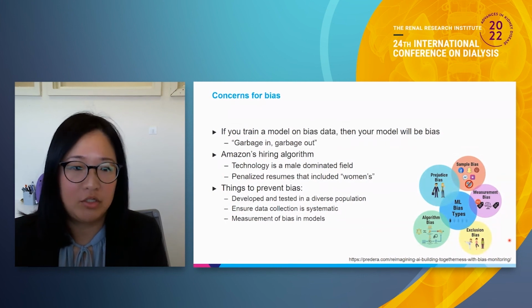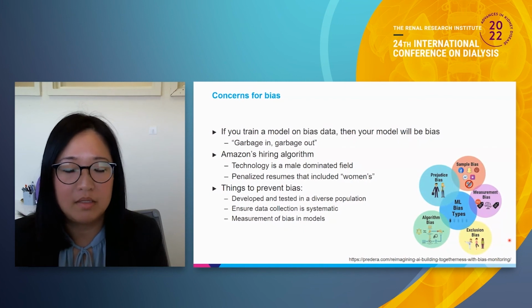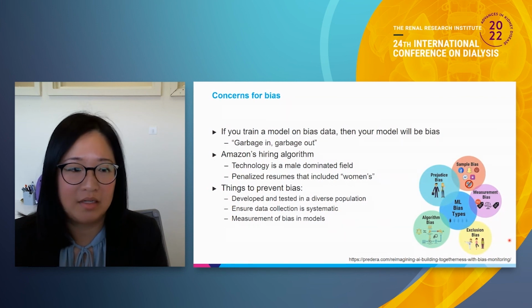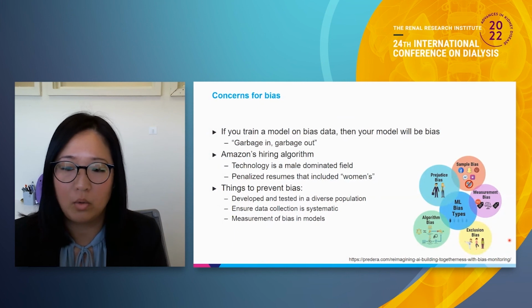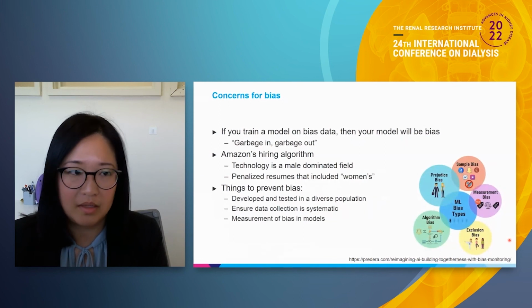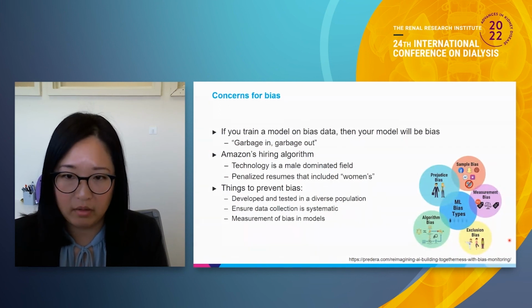So how can we potentially prevent bias? We need to ensure that our models are developed and tested in a diverse population. We have to ensure that data collection is occurring systematically, that we're not selectively asking certain questions to some groups and ignoring other groups. And there are ways of measuring bias in models, and one commonly cited method is the PROBAST method.